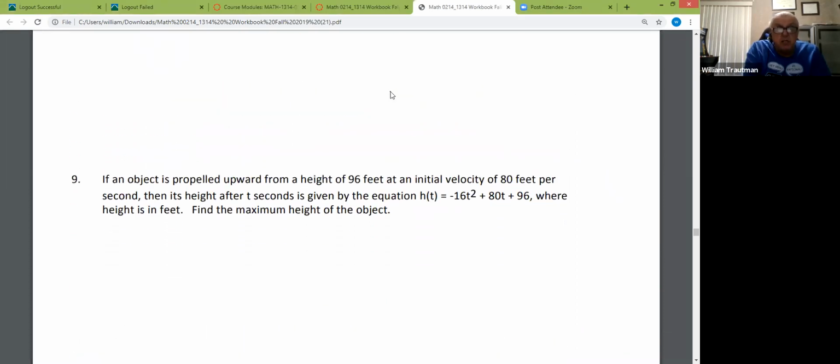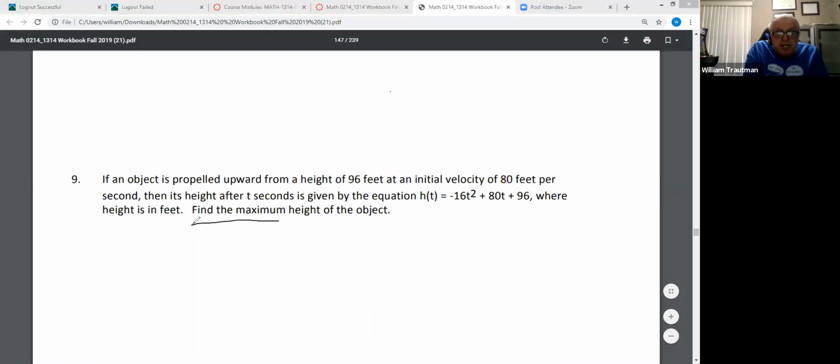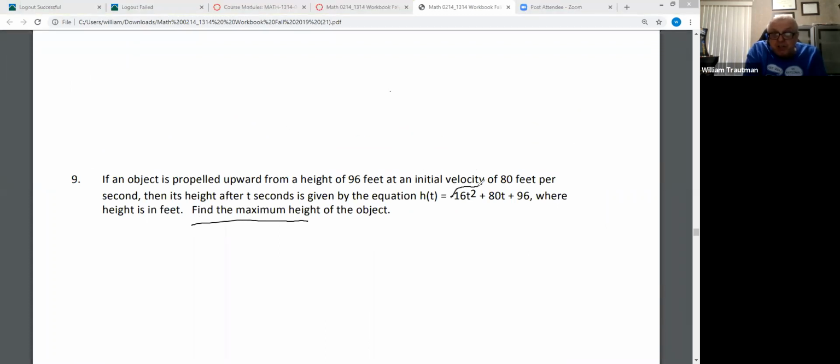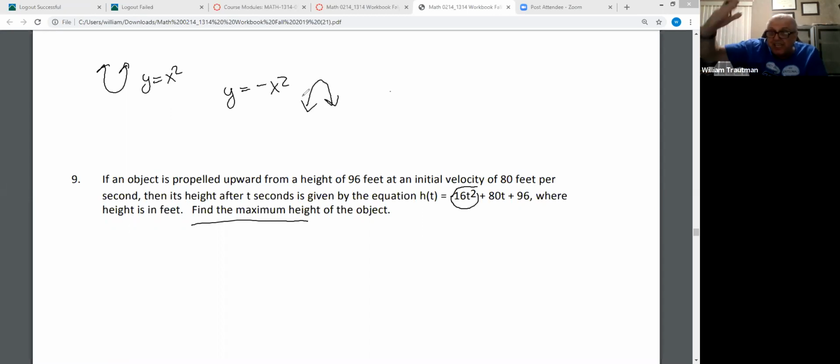Number 9, find the maximum height. In other words, do you see there's a negative in front of this parabola? Here's a parabola where y equals x squared. When you put a negative in front of that x squared, the parabola turns upside down. It flips. For a positive in front of the x squared, you have a minimum. For a negative in front of the x squared, you have a maximum. They ask, what is the maximum height of the object?